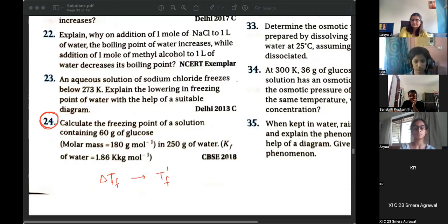Ma'am, I think mine came different because I took 0.33 instead of 0.333 in the moles of glucose. Don't convert that to decimal. Then the division by 1.86 is divisible, so it gets easy. Yeah. Wrong answer. SI units.